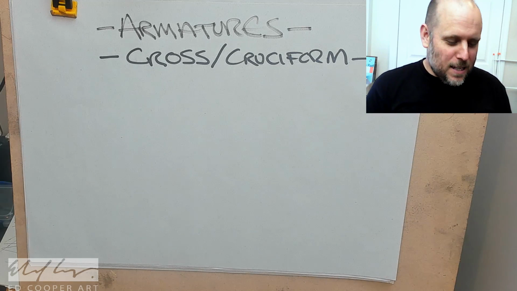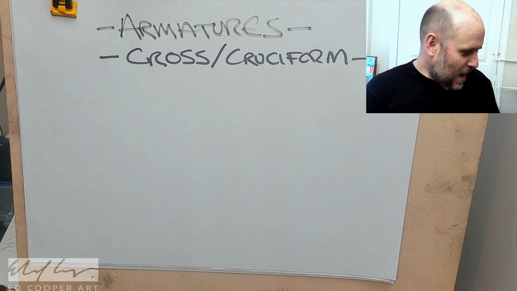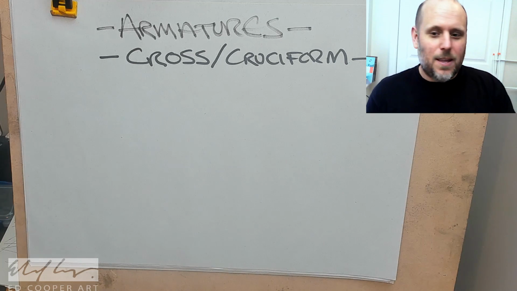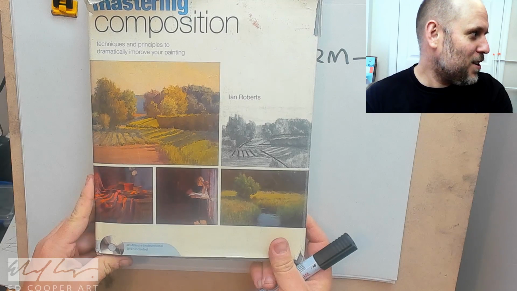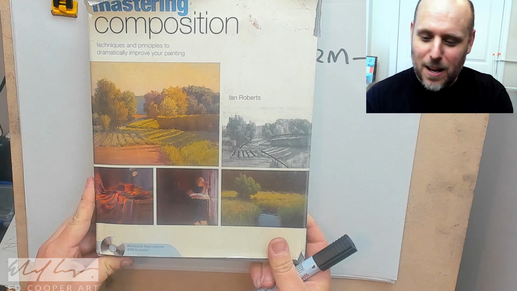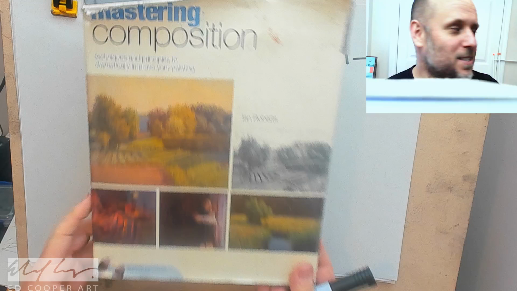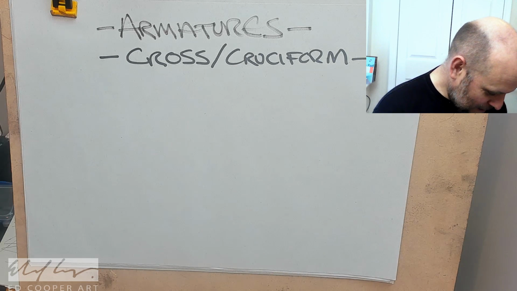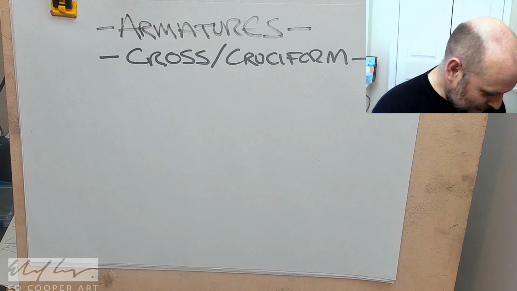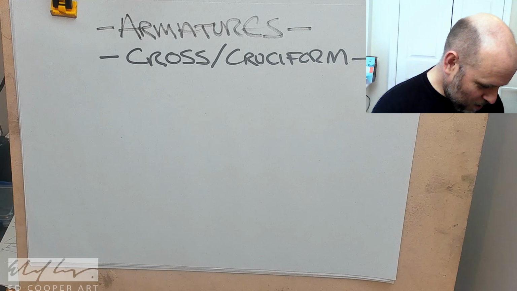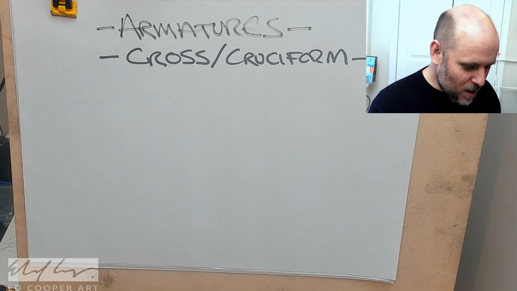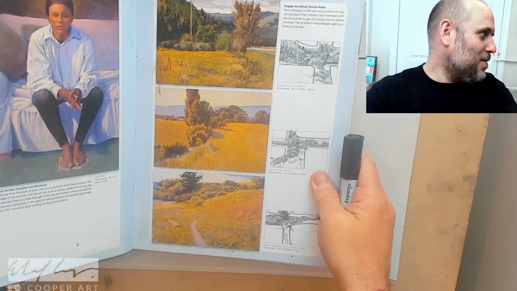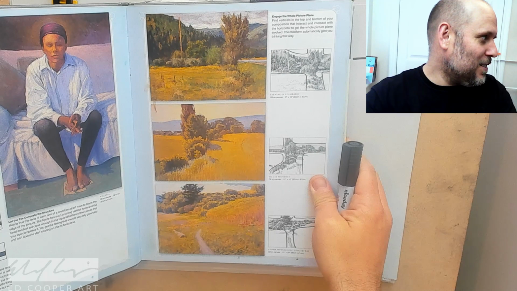That idea comes from this book, which I think I might have shown you the other week. This is by Ian Roberts and is a really nice book on composition. One I particularly like because he's got excellent thumbnail sketches, which is worth a look. He has a few, and I'll give you a page here where he talks about these cross compositions.